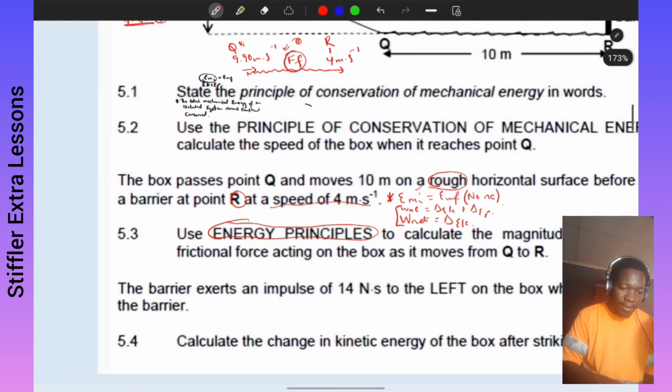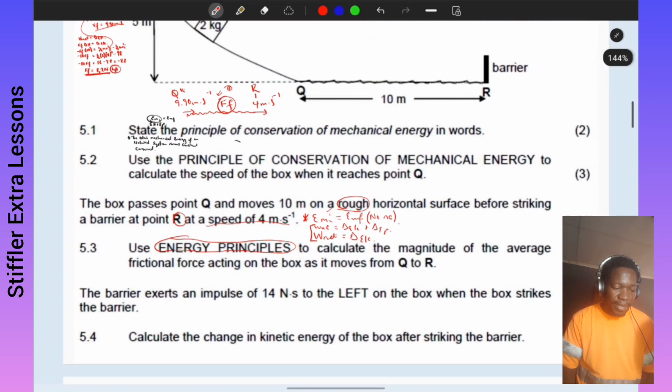And they say now, just because this thing struck the barrier there, the barrier exerts an impulse of 14 newton-seconds to the left. So 14 newton-seconds to the left simply means that this is negative 14 newton-seconds on the box when the box strikes the barrier. Calculate the change in kinetic energy of the box after striking the barrier.